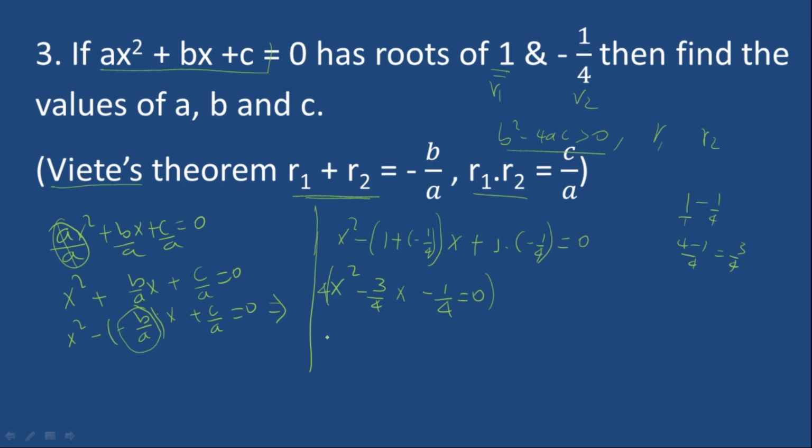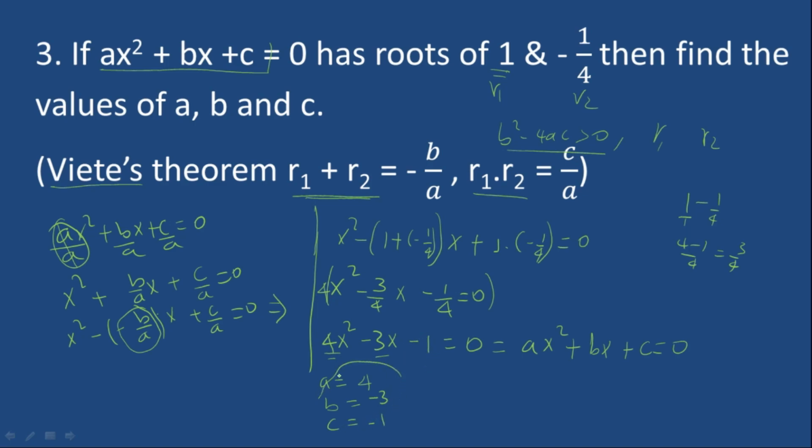So finally it becomes 4x squared minus, if you multiply this number by 4, you are left with minus 3x, minus 1 is equal to 0. If you multiply minus 1 over 4 by 4, you get only minus 1. This is equivalent to ax squared plus bx plus c is equal to 0. Look, a is equal to 4. b is equivalent to the coefficient of x, minus 3. And c is equivalent to the constant term, minus 1.